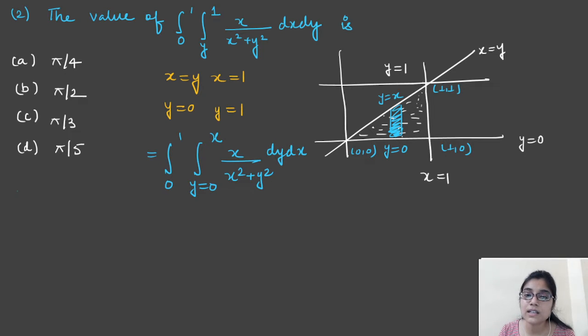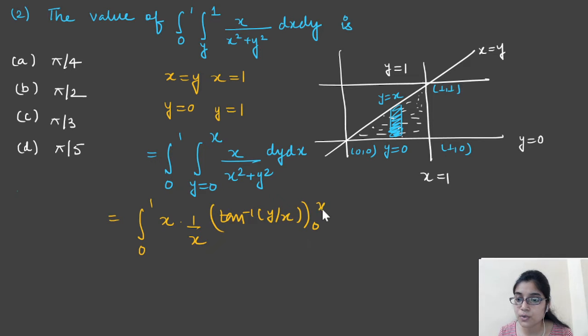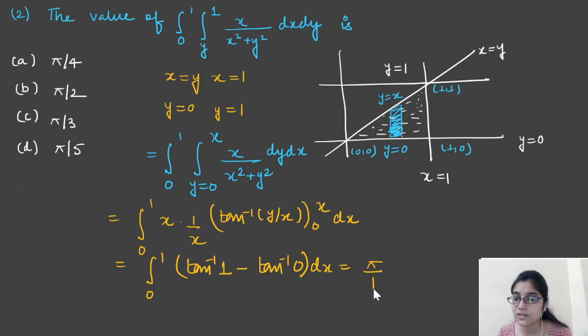Now we will integrate it initially with respect to y. So we will treat x as a constant. So here what formula will we get? 1 by x, tan inverse y by x, from 0 to x, dx. Okay, so this x got cancelled out, and this is going to be tan inverse. Once you keep y is equal to x, you will get tan inverse 1, and then here you will get tan inverse 0. So tan inverse 1 is pi by 4, tan inverse 0 is 0.